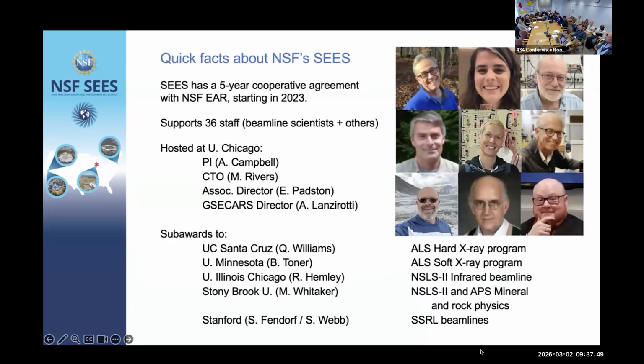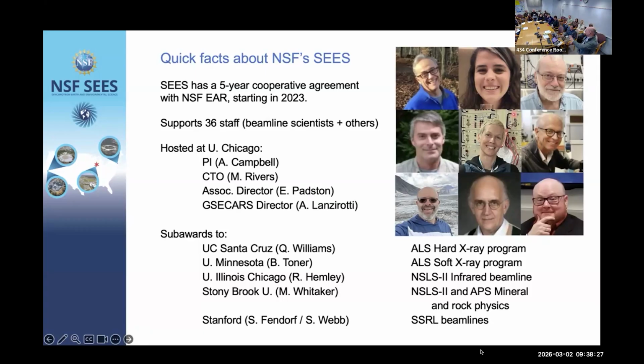As I said, we started in 2023. We're on a 5-year cooperative agreement, meaning we would hopefully be renewed in some form 2.5 years from now. When I made this slide, we were supporting to varying degrees 36 people, mostly at 100%, but not all of them. Many of these are beamline scientists, but there are others as well. SEAS is hosted organizationally at the University of Chicago, where I am, and where Emily is. But the GSECARS staff are also U Chicago employees, including our Chief Technology Officer, Mark Rivers.